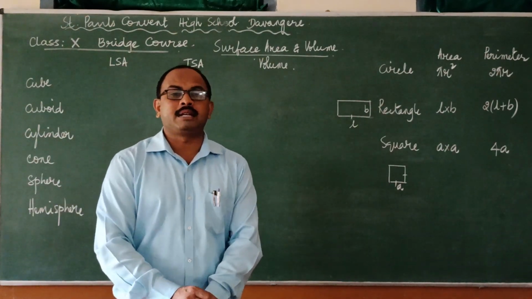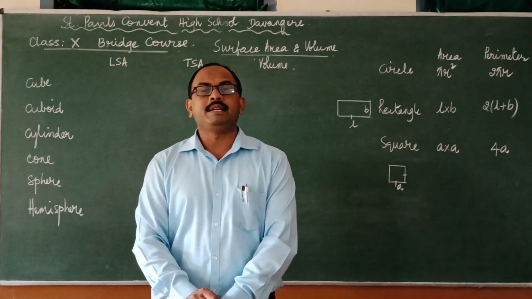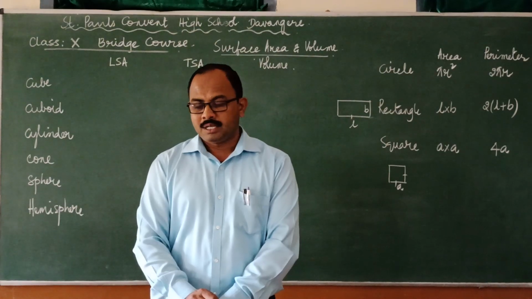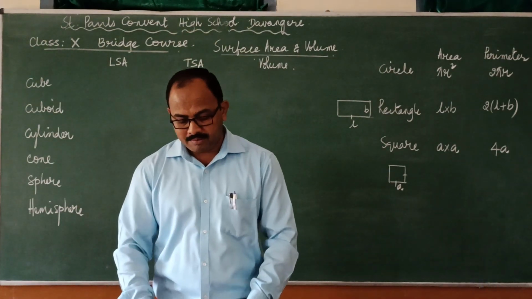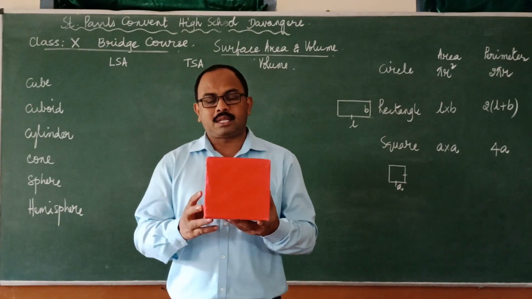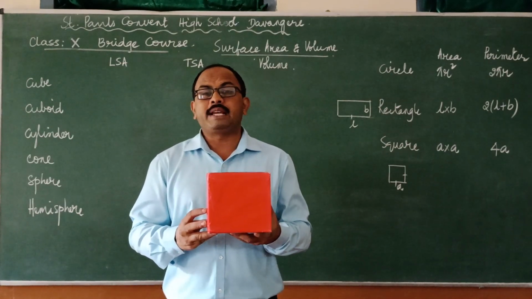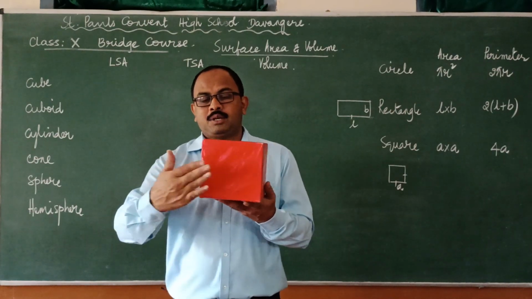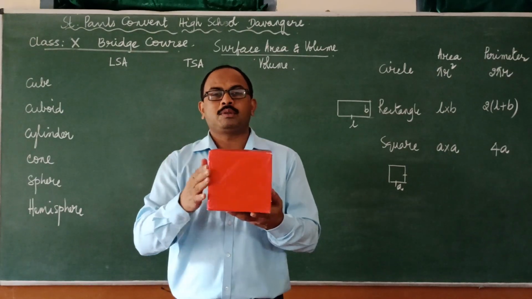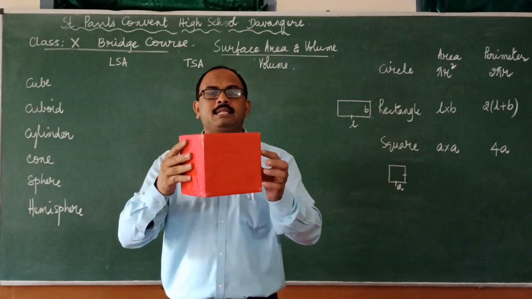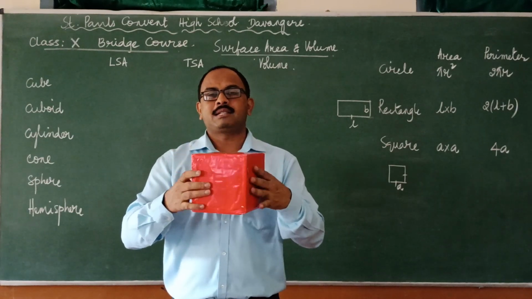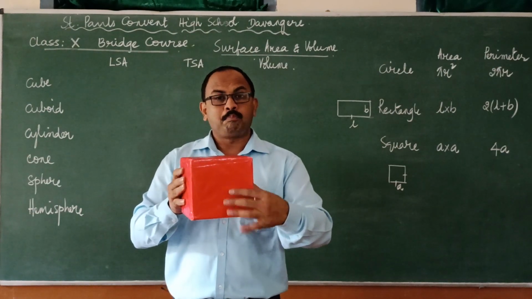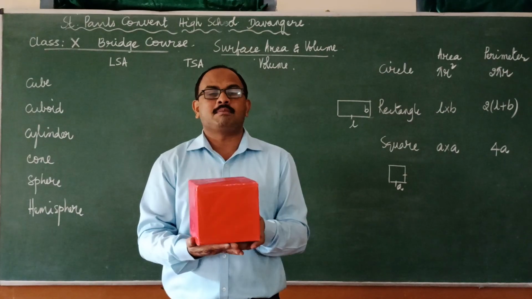Here, 2 more things I would like to make clear, children. The difference between lateral surface area and total surface area. Lateral surface area means, children, if we take this cube, the four faces will be taken for calculation. Only four faces. 1, 2, 3, 4. These are the four faces that will be taken for calculation, that is lateral surface area. Total means these four plus one top and another bottom.